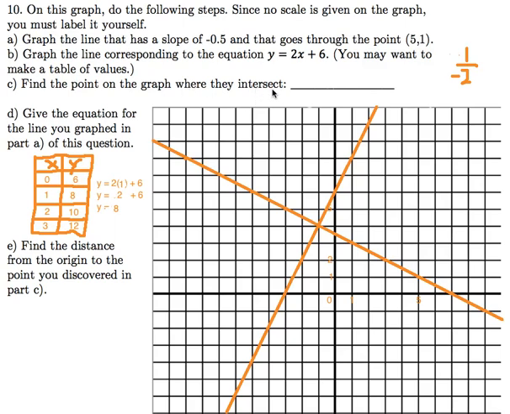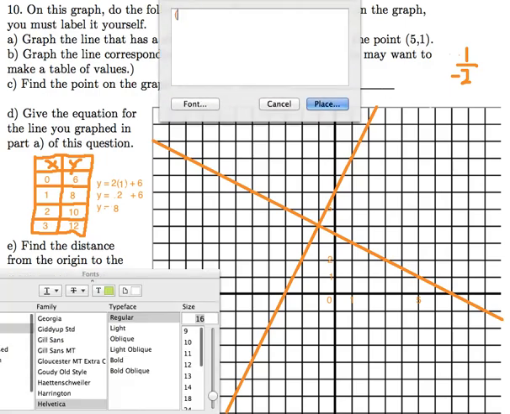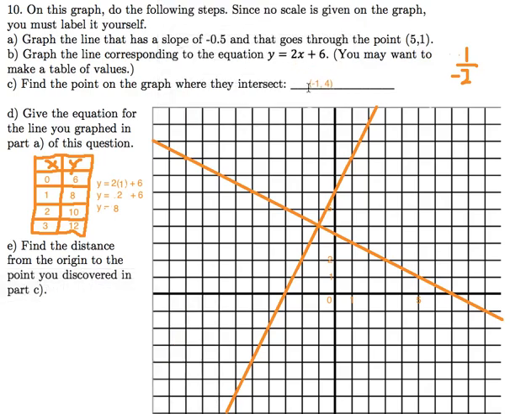Intersect just means where they cross, like the intersection of a street with another street. So here I can see that this line and this line cross right at this point here. And if I want to know what its coordinates are, I know I got to do x's first. That's -1, and then y's gives me +4. So that point right there, I'm going to write in that the coordinates for that point are -1 for x, 4 for y. And put that as my answer.